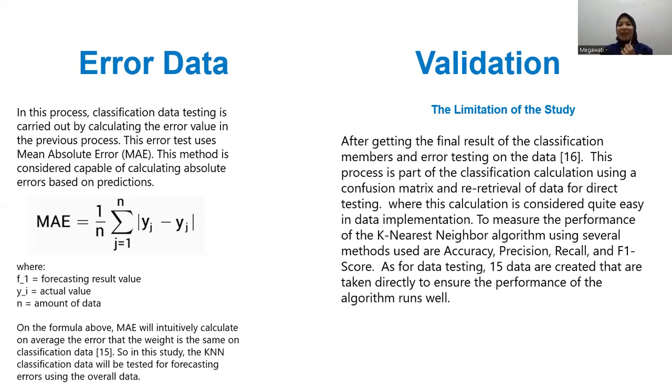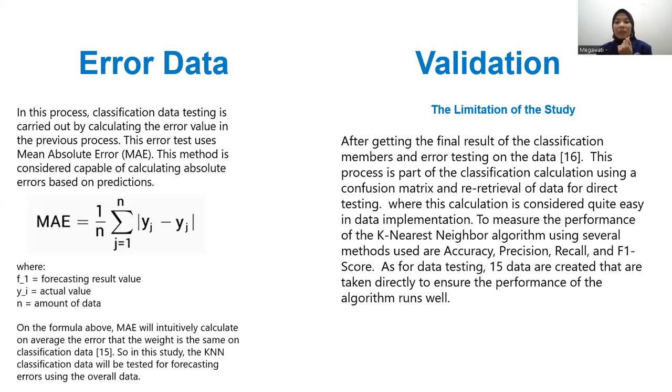Next, validation. After get the final result of calculate number testing of data, that is a process part of classification calculate using the front metric and retrieval of data direct testing.